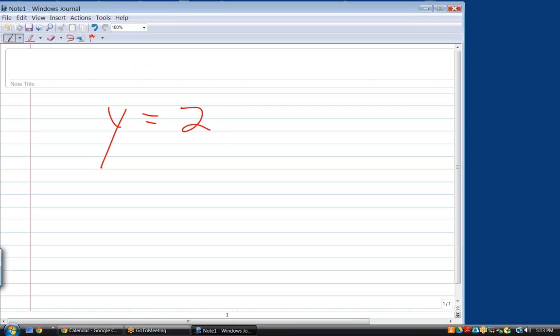There's my function. In fact, let's talk about a couple things. Some of these are exponential growth, some are exponential decay. What is this one? Would it be decay? In other words, whenever this number is between 0 and 1, it's decay. Whenever it's 1 or greater, it's growth.